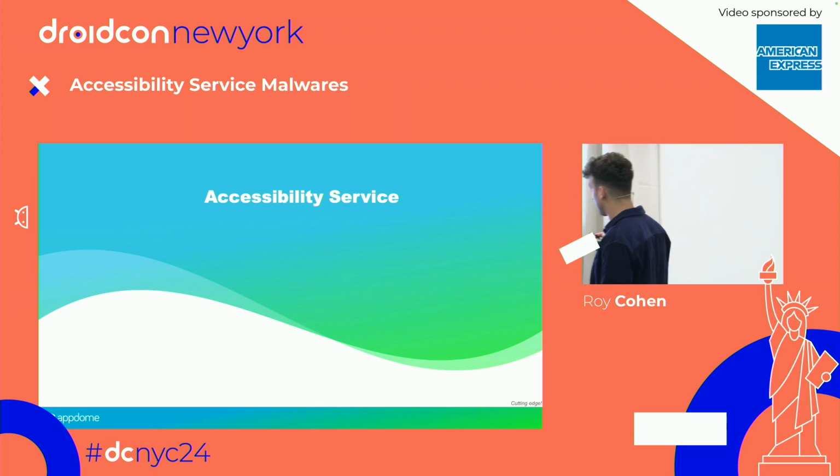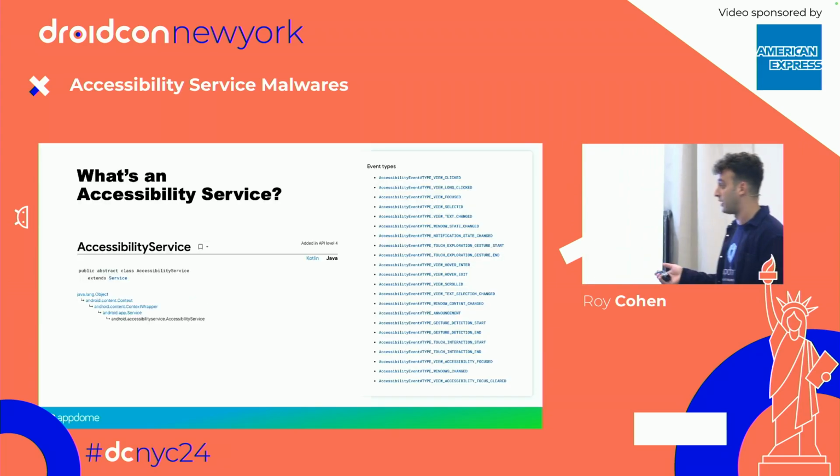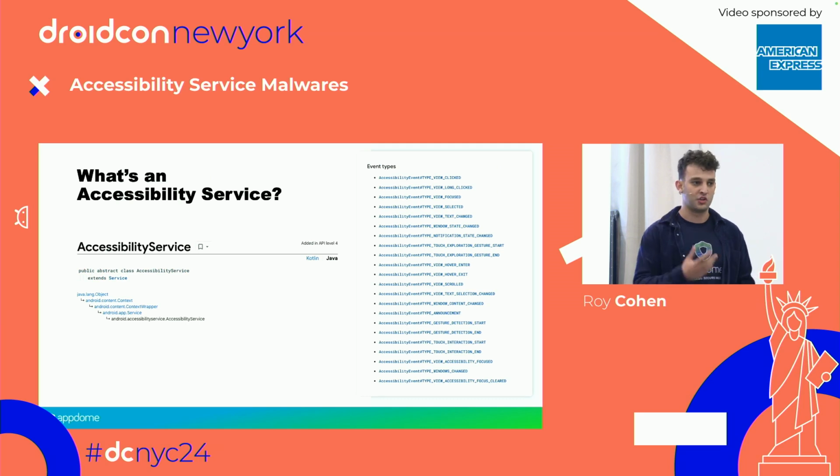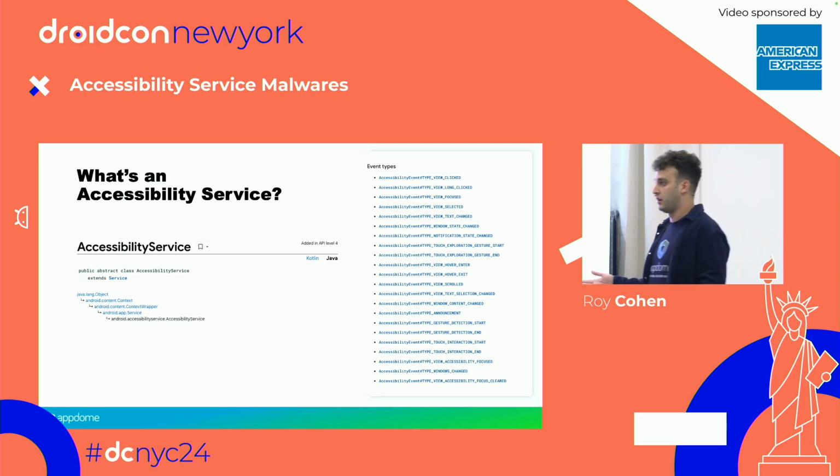Now let's talk a bit about accessibility services. So that's basically the attack framework. This is the attack surface, how we perform this attack. So again, this comes to help users with disabilities and make sure that they have everything they need in order to use their devices the way they should, like all of us.